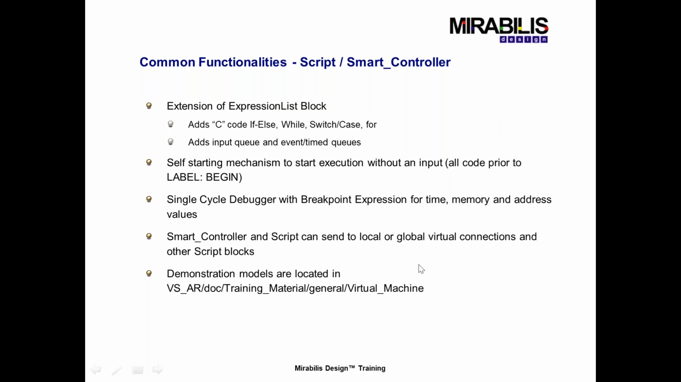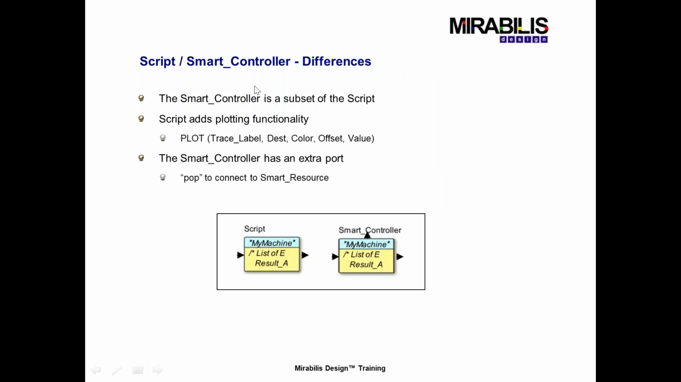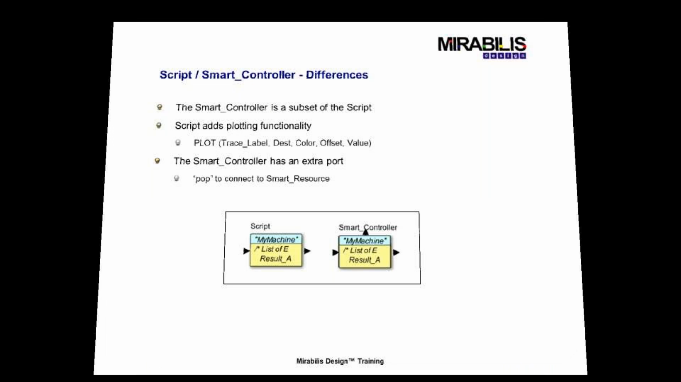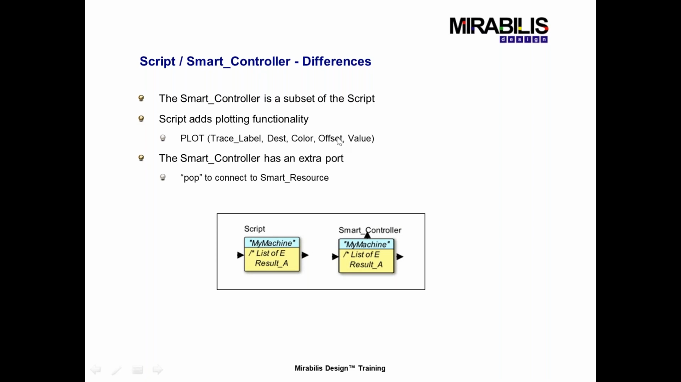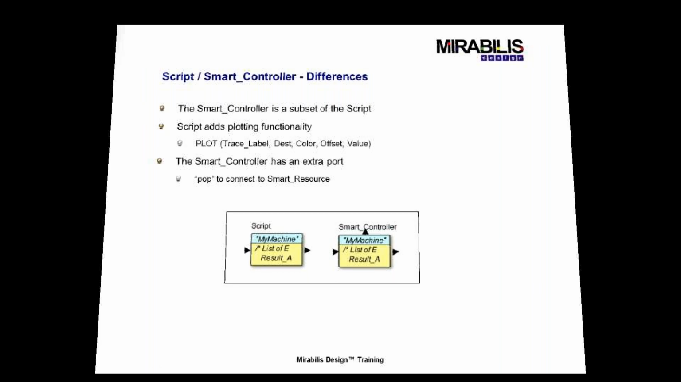Now, really the differences between the script and the smart controller are very minimal. The one thing is the smart controller block has an extra port called the pop port. The purpose is for this to connect to the queue block. That's really the only difference between these blocks. This one here has the additional functionality for plotting, and I think that's about the only difference right now. So if you don't really want to use multiple blocks, you can just go with the script block and add your own extra port to the block for doing the popping.